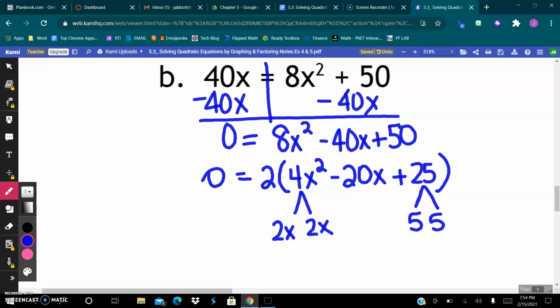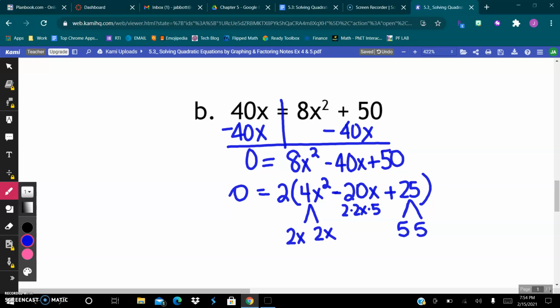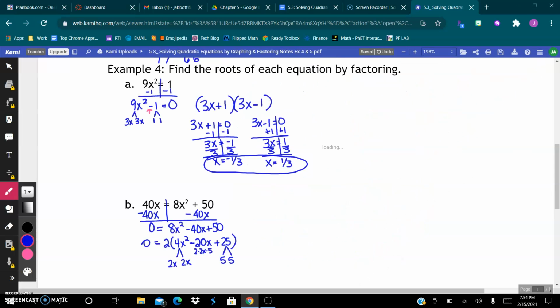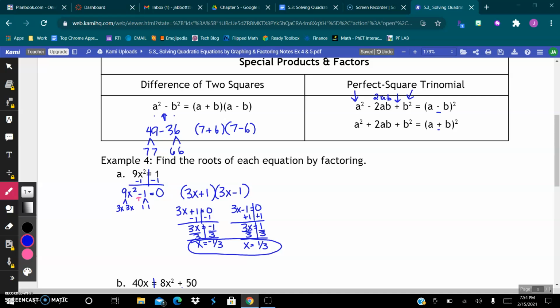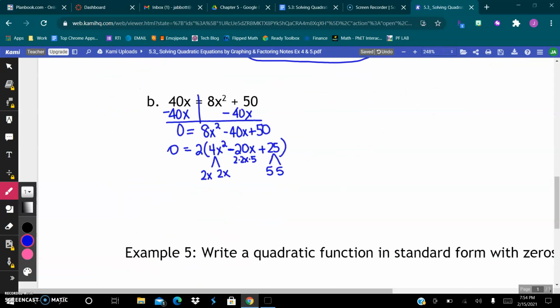And then just to check to make sure this works, 2 times 1 from the front and 1 from the back should give us that 20x. So 2 times 2 is 4x times 5. 4x times 5 is 20x. So yes, this works. And notice it is a subtraction problem here. So we're going to go back up to that chart. And the first one here is the subtraction. So we're going to have a minus b squared as our answer. So a is the first, so that's a 2x, minus b is the second, 5 squared.